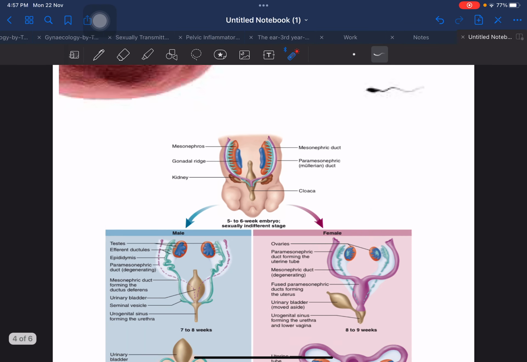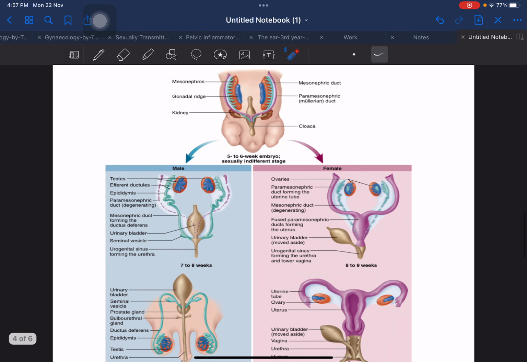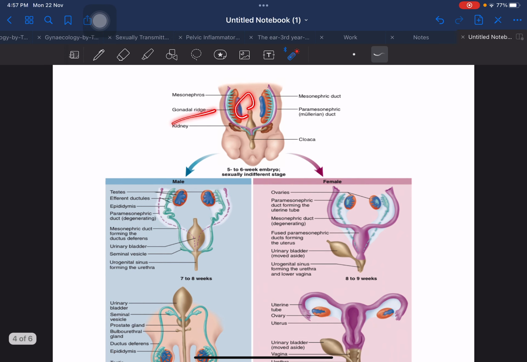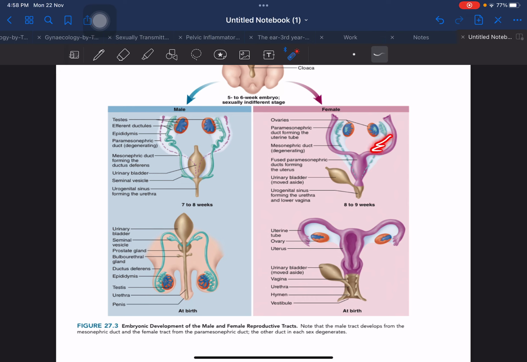Let me go back. Let me briefly talk about this again. Why didn't I come to this slide when I talked about it? That's the gonadal ridge. Those are the mesonephros. That's the mesonephric duct, as it says here, and this is the paramesonephric duct. See, they degenerate. These degenerate, and the paramesonephric duct continues. Now we have testis determining factor.